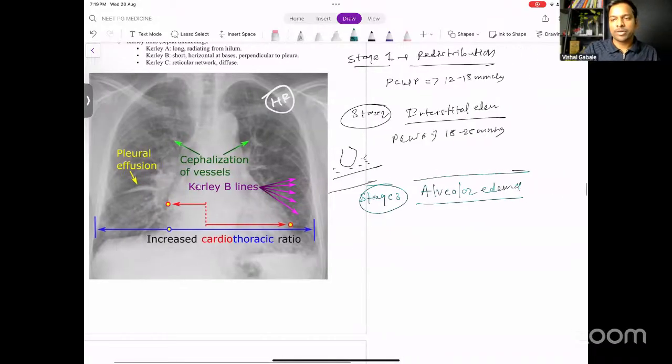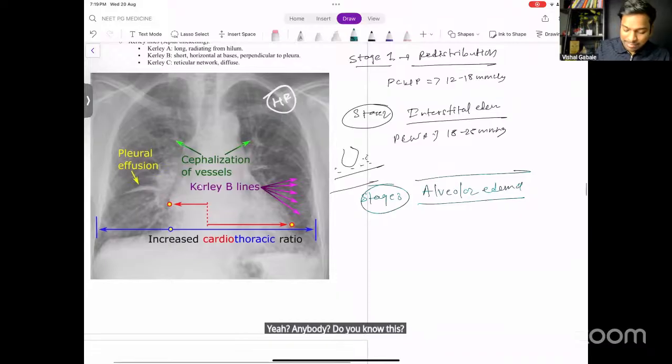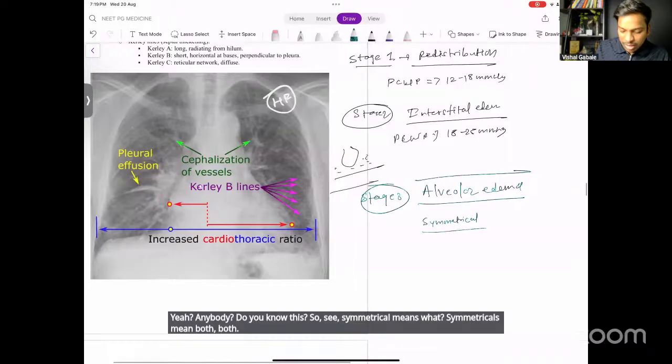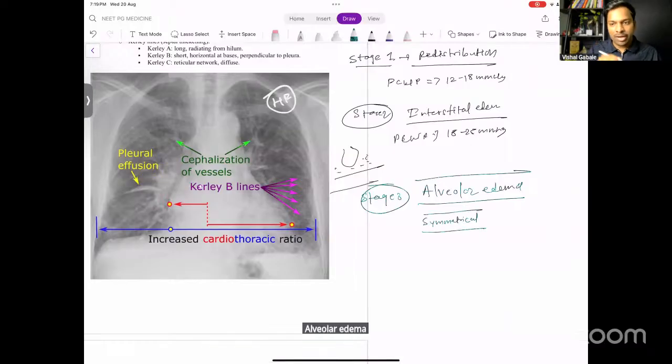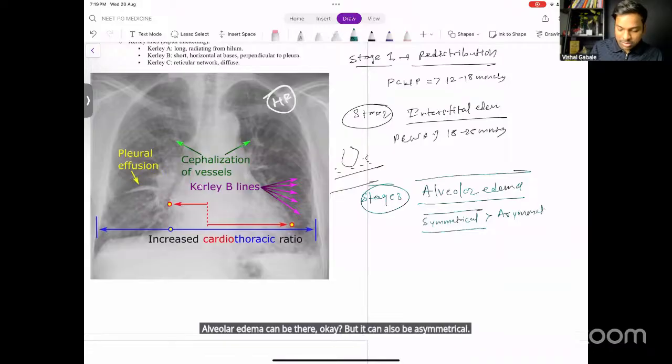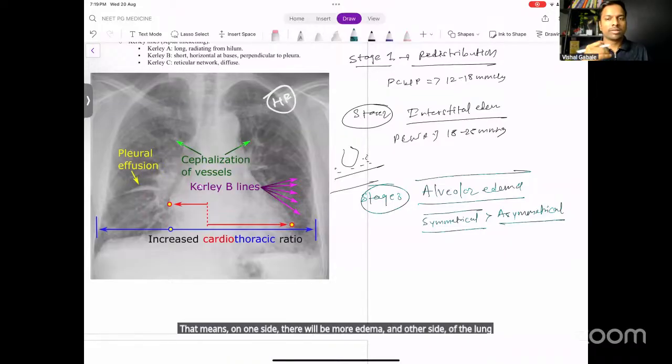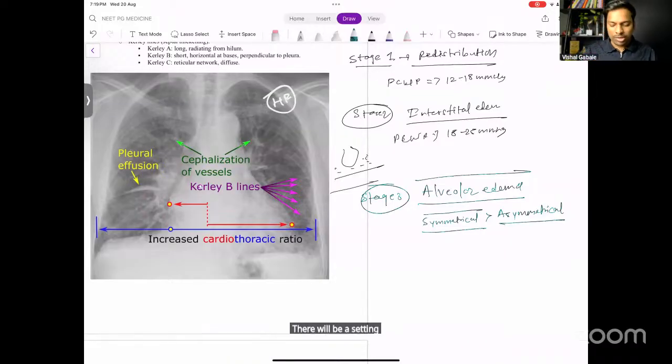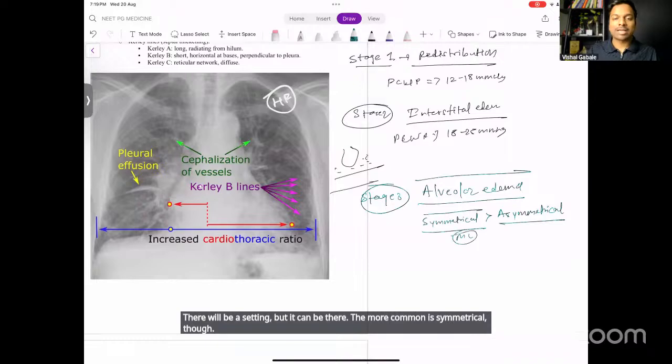Anybody? Do you know this? So see, symmetrical means what? Symmetrical means the alveolar edema can be there on both sides. But it can also be asymmetrical. That means on one side there will be more edema, and on the other side of the lungs there will be less edema. But it can be there. The more common is symmetrical though. Okay, that is the alveolar edema.